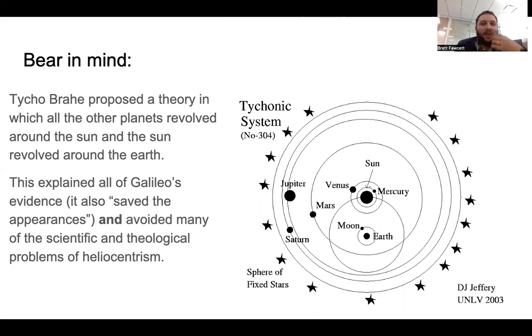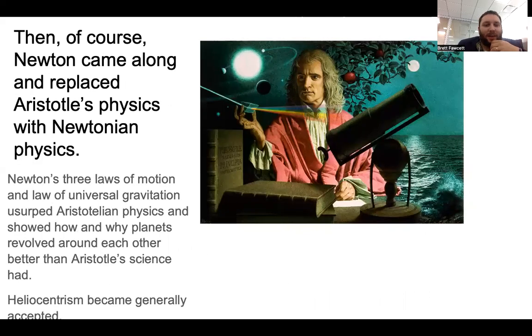So you'll have this model in place. Why would you switch to Galileo's? Like, why would you go with Copernicanism?